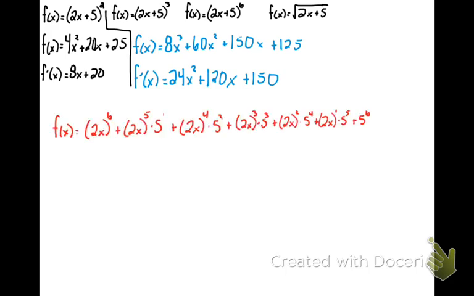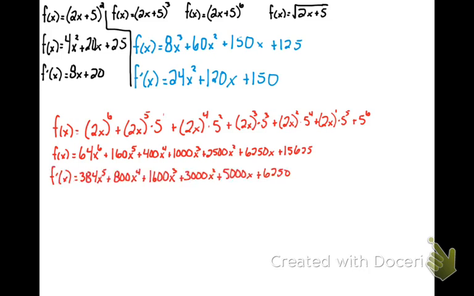We could use the Binomial Theorem here in red to help us speed up the process of expanding, and once we multiply everything out, we would end up with this function, and taking the derivative using the power rule, we would end up with this function.